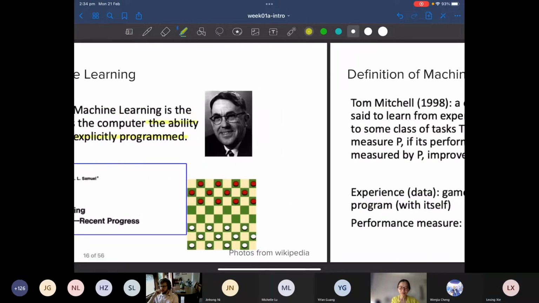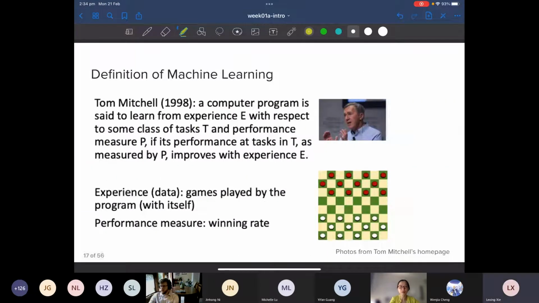The second definition is a bit more specific. It's by Tom Mitchell, one of the more recent pioneers, who is at CMU. It says a computer program is said to learn from experience E with respect to some class of task T, and performance measure P, if its performance at the task improves with experience E. So this gets a lot more concrete about what the computer is learning.